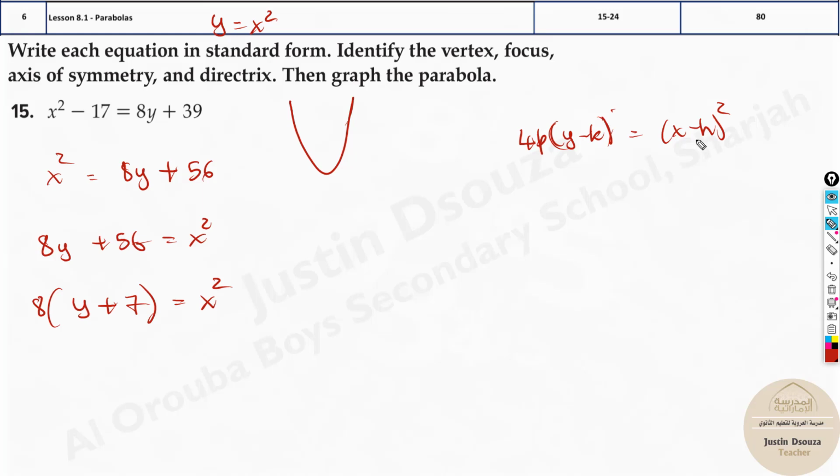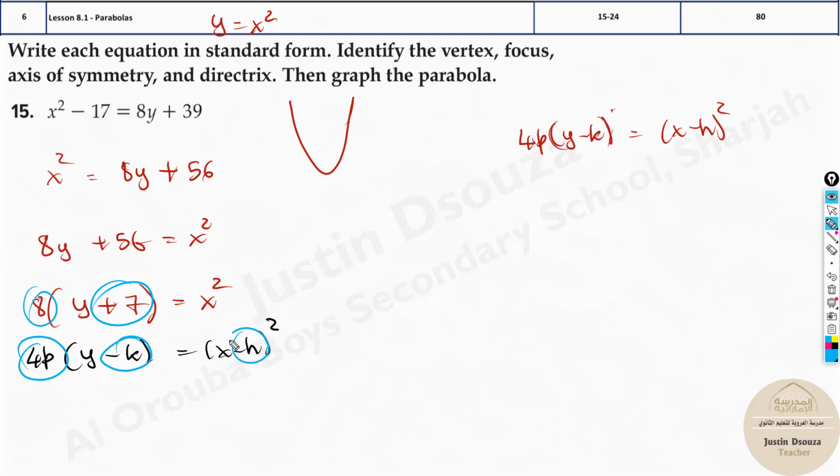Now can you compare this? Absolutely. So you can see this value over here is k. But this is plus, it will be minus k now, minus 7, sorry, k. H is what? 0. There's nothing. Let's just write this term. I'll write it in some other color. It's now 4p times y minus k is equal to x minus h the whole square. Now this is equal to this and this needs to be equated. And over here there is nothing. This is basically 0.